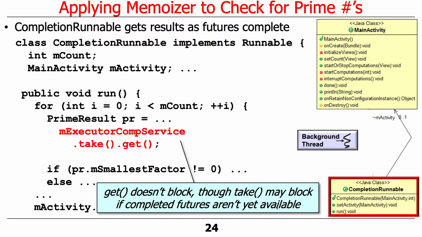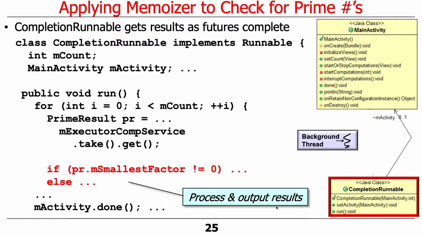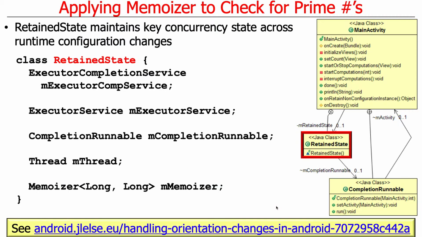So what will happen here is that take will block until there's a future, but once take returns a future, the get method won't block because it's already been completed. Otherwise, it wouldn't end up in the queue. So that'll keep running until everything's processed. And as we do this, we're going to take the results and process them somehow. And then we're all finished. We'll say we're done.